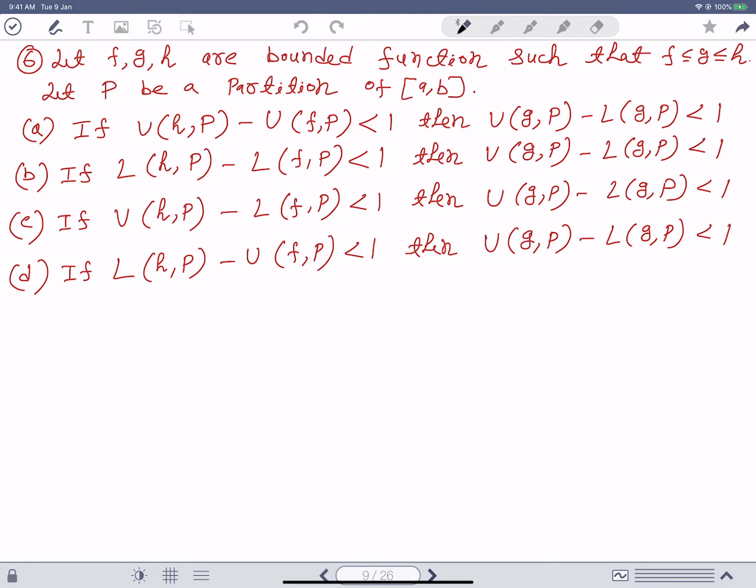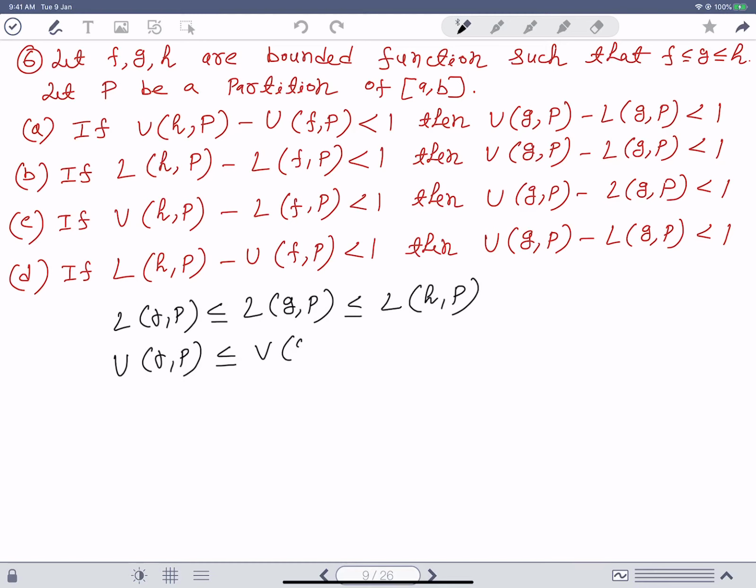Now, it is given that f, g, h are bounded functions such that f is less than or equal to g, which is less than or equal to h, and P is a partition. Now, these are the options. What should be necessarily true? Again, if you just go through our definition of UFP and LFP, then you can easily see that LFP is less than or equal to LGP, which is less than or equal to LHP. And similarly, you can find UFP is less than or equal to UGP, which is less than or equal to UHP.